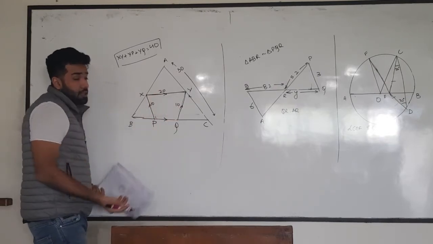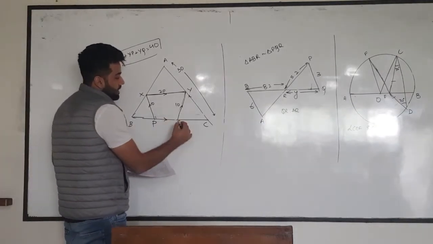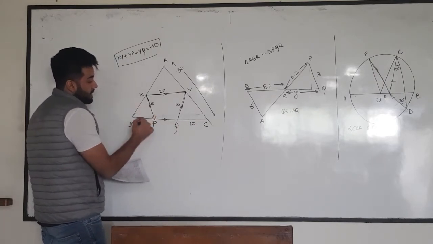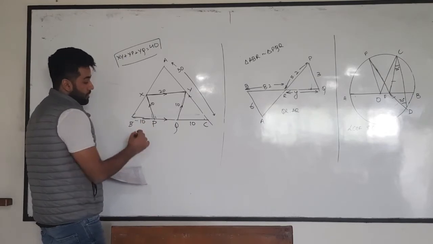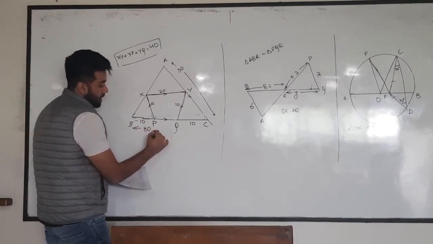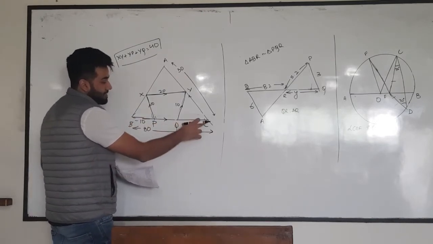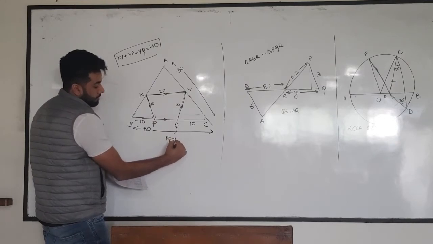Now how do I do it? Because it's parallel, it will be similar in the same way. If this is 10, this entire thing is 30, so this would also become 10. If this is 10, this would also become 10, and this entire thing would become 30. This would also become 10. Now what is BC? Since equilateral triangle, this is 30. 30 minus 10 would give us PQ, so PQ comes out to be 10.